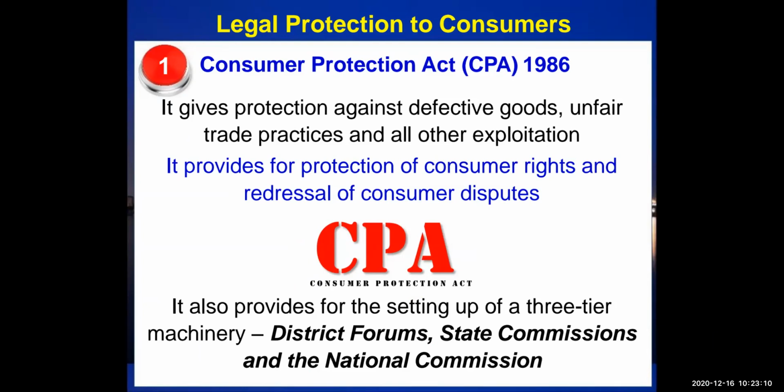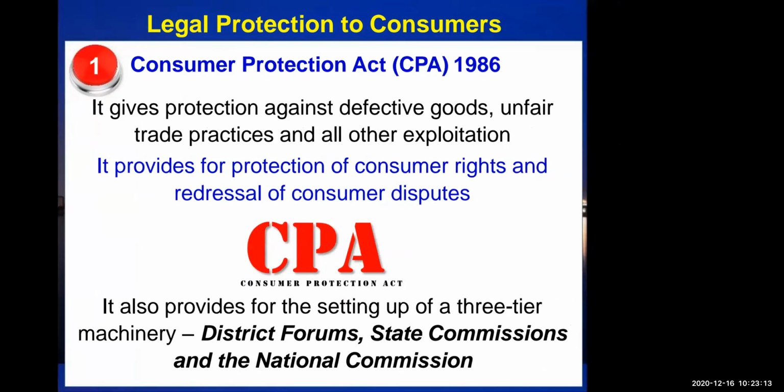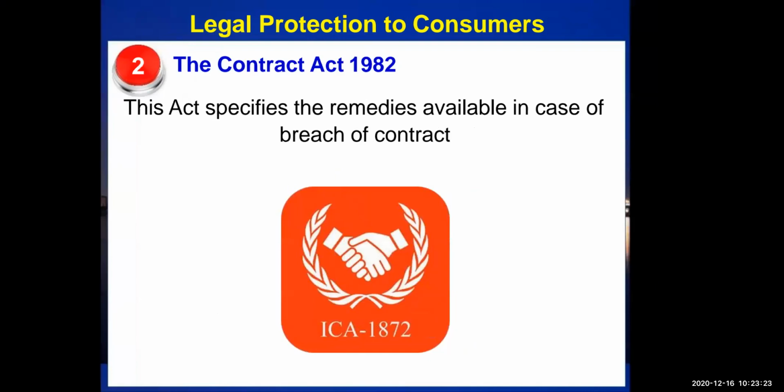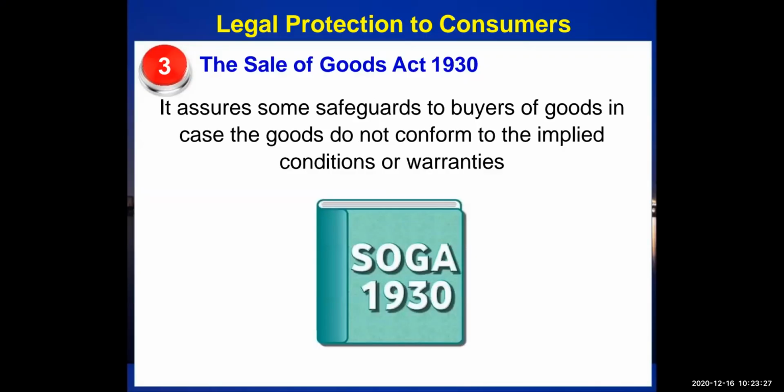The other legal protection to the consumer is the Contract Act of 1982. This act specifies the remedies which are available in case of breach of contract. We also have the Sale of Goods Act 1930, and it assures and safeguards the buyers of goods in case the goods do not conform to the implied conditions or warranties.